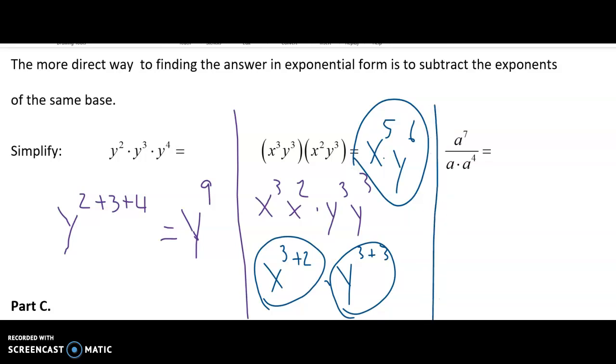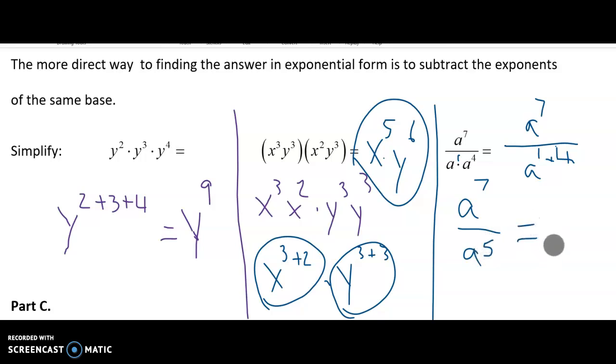Our last example here is a division problem. First thing I'm going to do is combine my like terms in the denominator. So I have a to the 7th in the numerator, and then I have a times a to the 4th. Remember, when we just see that a, it means the exponent is 1. So we have a to the 1 plus 4. That gives me a to the 7th over a to the 4, sorry. There we go. 1 plus 4 is 5.